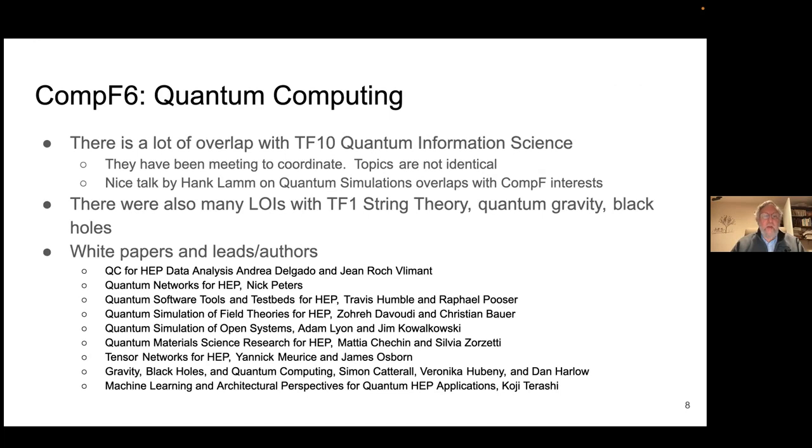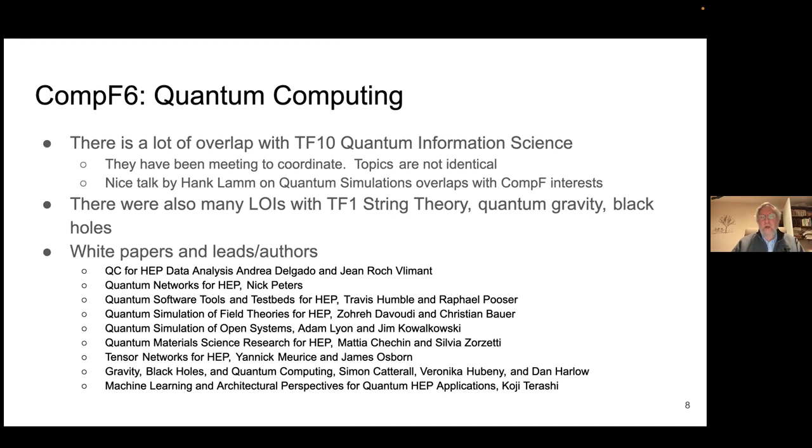And here are some of the white papers that we're expecting. There's one on quantum computing for HEP data analysis, which may not be too theoretical. Quantum networks for HEP, quantum software and tools and test beds for HEP. Quantum simulation of field theories for HEP, definitely an overlap there. Quantum simulation of open systems. Quantum material science research for HEP, doesn't sound particularly theoretical. Tensor networks for HEP, I know that these are theorists. Gravity, black holes, and quantum computing.